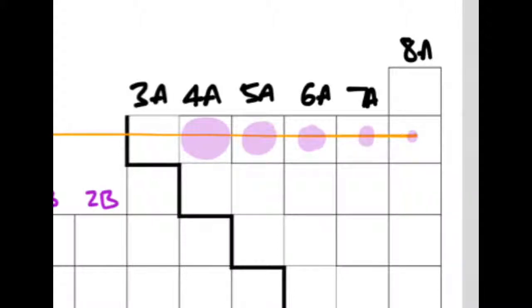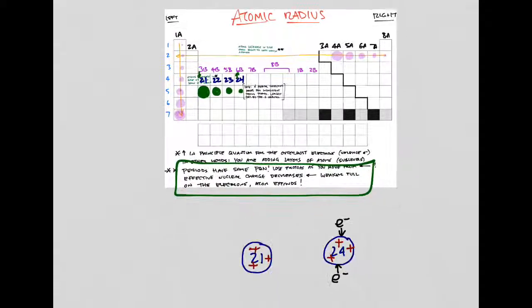You have the smaller radius associated with the atom that's further over to the right side of the periodic table. All right, so that's atomic radius.